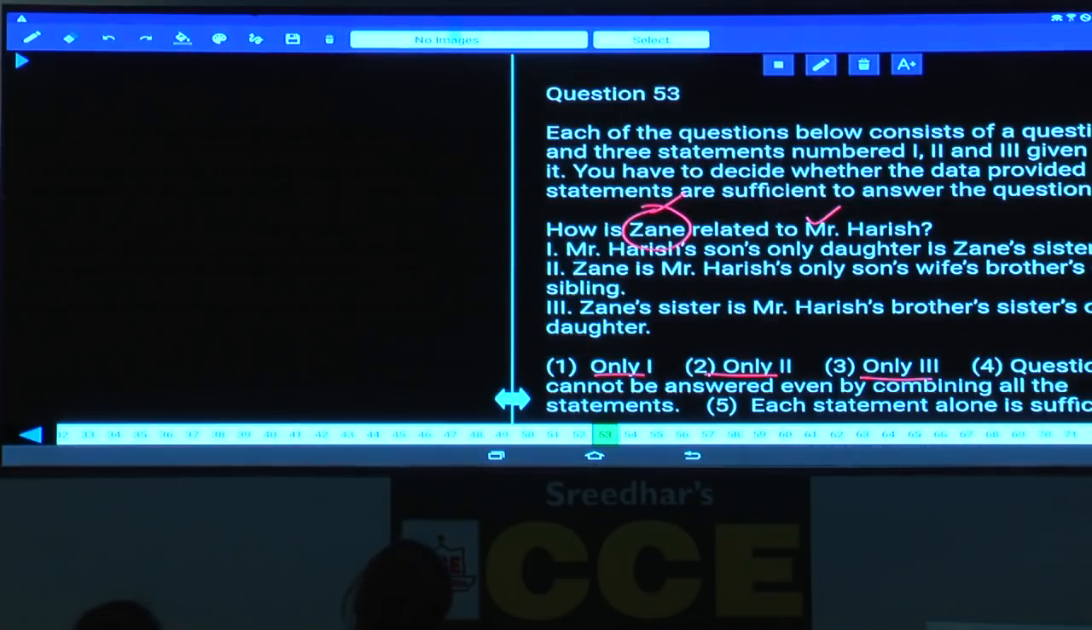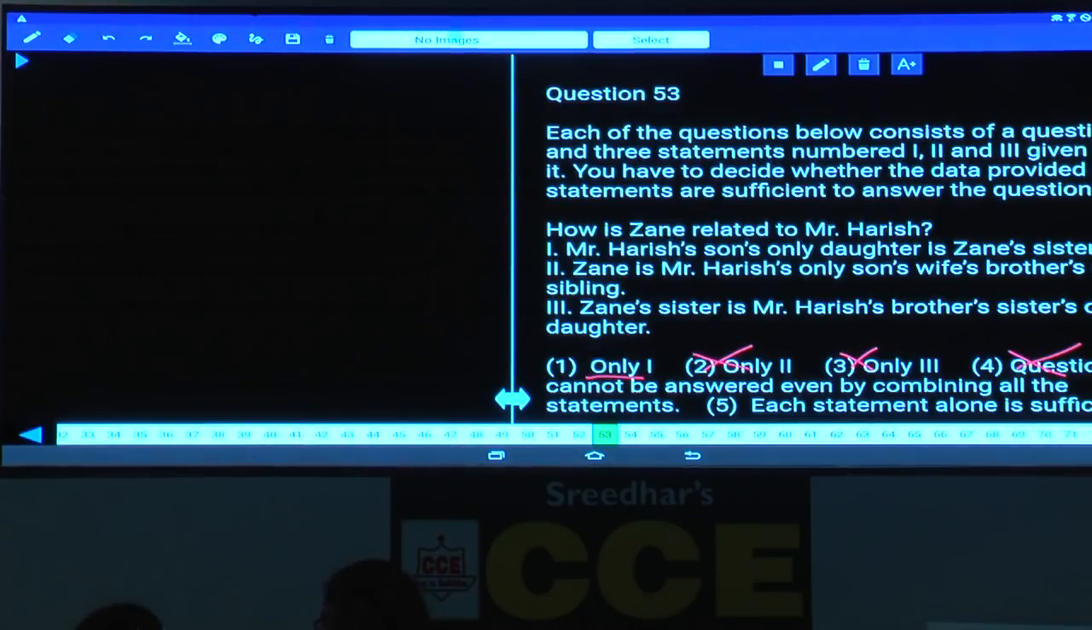As 1 alone is sufficient, how do we eliminate the choices? With the help of 1 alone, I am getting the answer. Only 2 alone cannot be your answer, because with the help of 1 alone I got the answer. Same is the case with only 3. These 3 were ruled out. Question cannot be answered even by combining is also ruled out because I got the answer with only 1 itself. Now I was left with either choice 1 or choice 5.